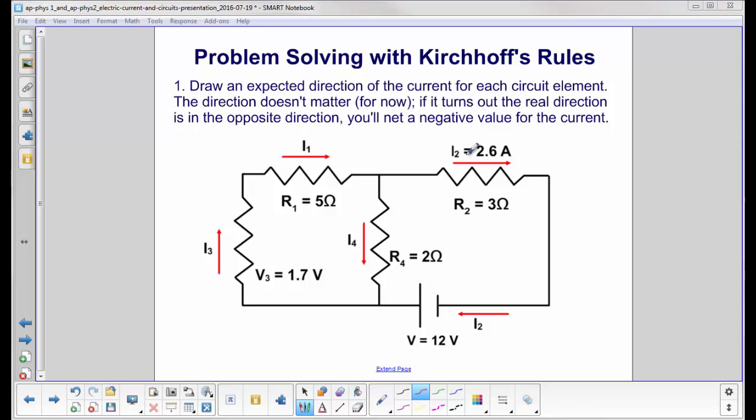Notice that this is I2 going through resistor 2. It comes down here, so the current going through the battery is also I2. We then come this way. We say the current's going to go through here, through here, through here. And then we're making the assumption the current comes this way through R4. Let's see if that holds up. We don't care right now. We'll work the algebra and see what answer we get.